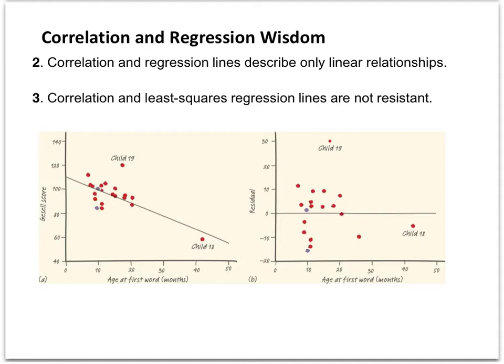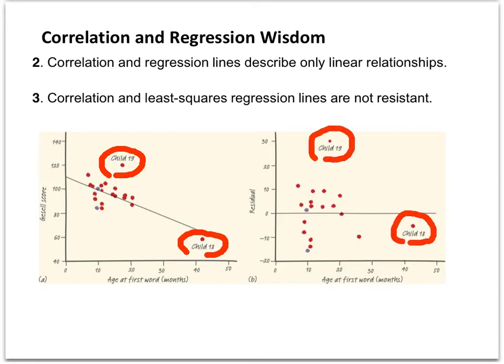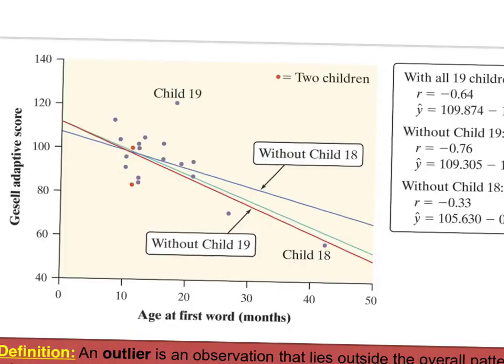So if you take a look at this data here, there are two outliers. There is this child 19 who seems to have a higher Gazelle score than anybody else. And there's also child 18 who took a long time before his age of the first word. So these are two potential outliers or influential points. If you look at the residual plot, you can see how child 19 is higher than everything else, and child 18 is to the right of everything. So these are two different types of points, and we're going to see what the difference is.